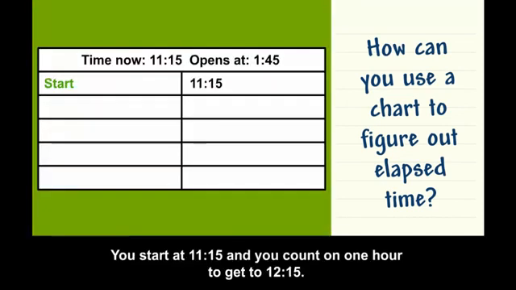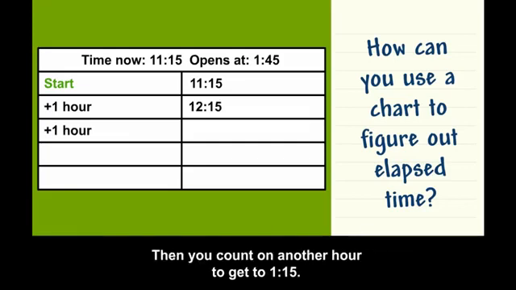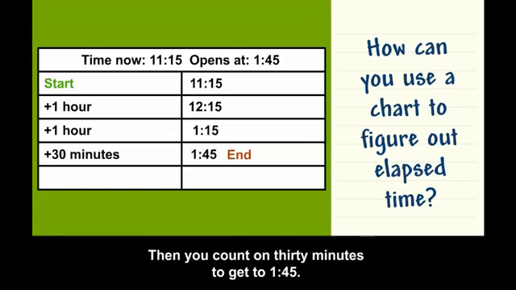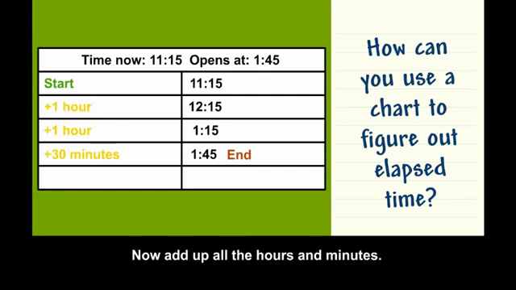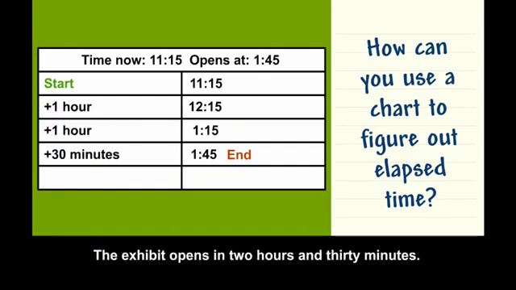You start at 11:15 and you count on 1 hour to get to 12:15. Then you count on another hour to get to 1:15. Then you count on 30 minutes to get to 1:45. Now add up all the hours and minutes. The exhibit opens in 2 hours and 30 minutes.